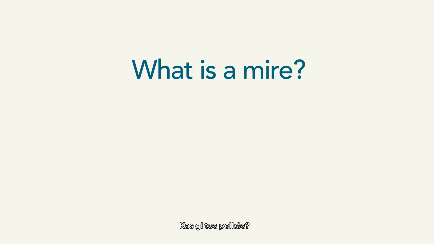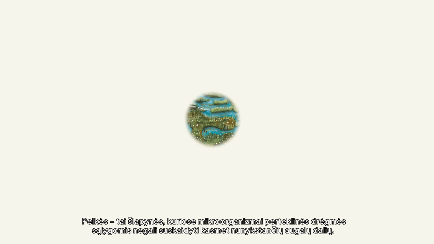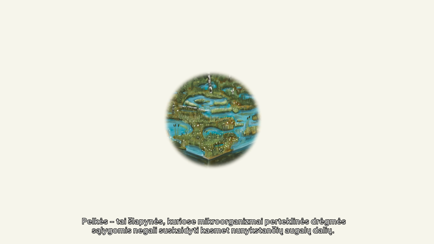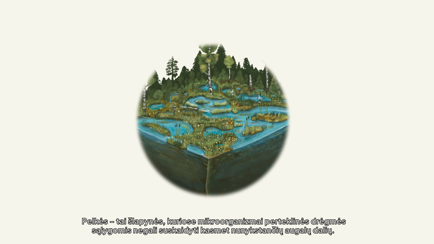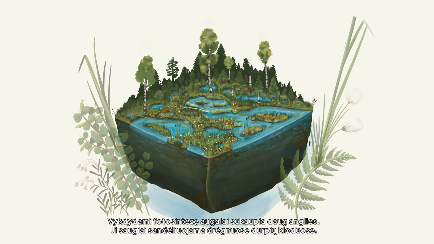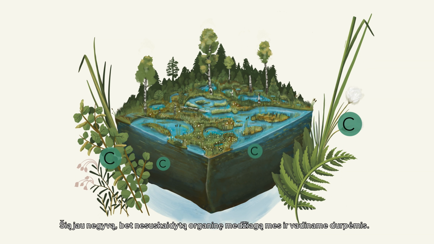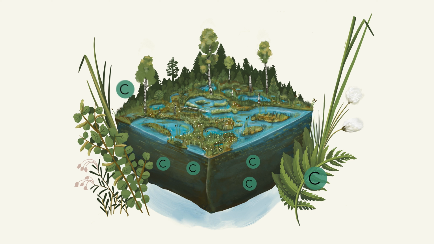What is a mire? A mire is a wetland in which the dead plant matter of the mire vegetation cannot be decomposed entirely by microorganisms due to the waterlogged site conditions. The plants consist of carbon, which is then sequestered into the mire deposits. We call this dead organic matter peat, and over time, the mire vegetation develops into peatland.